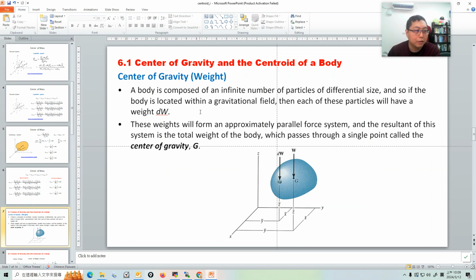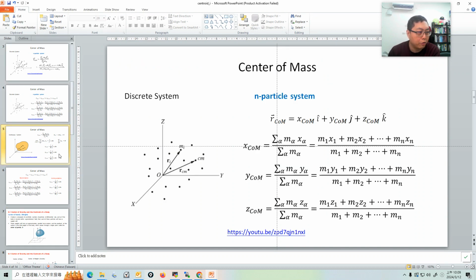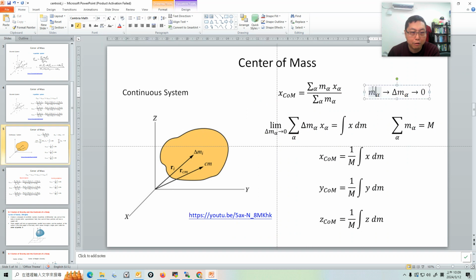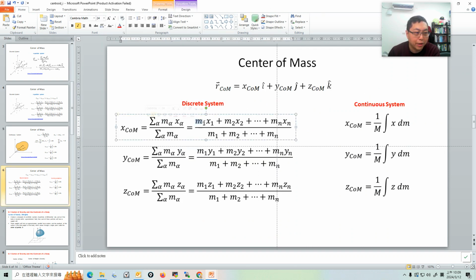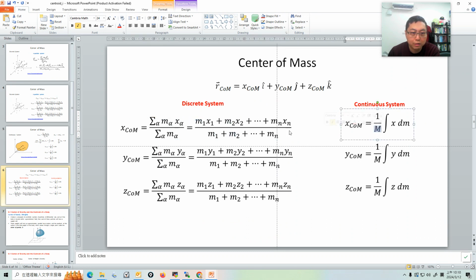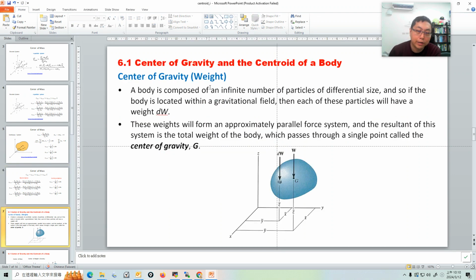Because in the center of mass, all we care about is mass, right? In center of mass, all we care about is mass. But for center of gravity or center of weight, we just switch the mass to the weight.